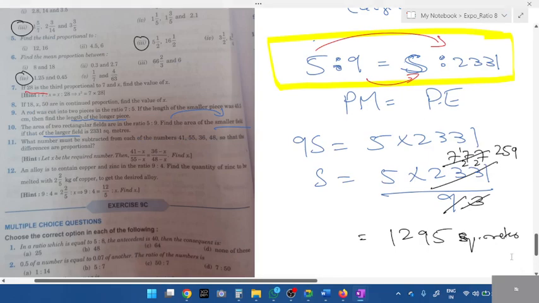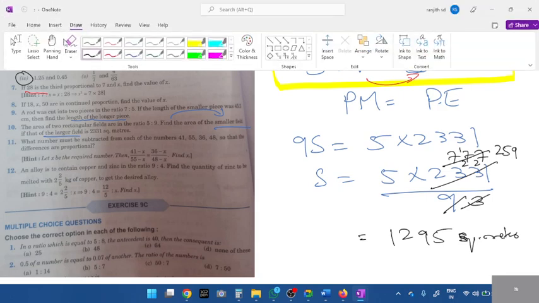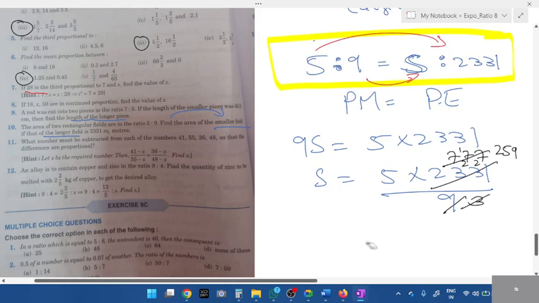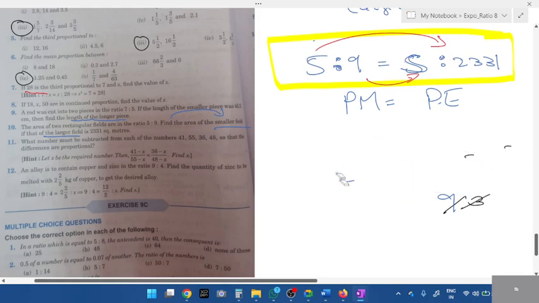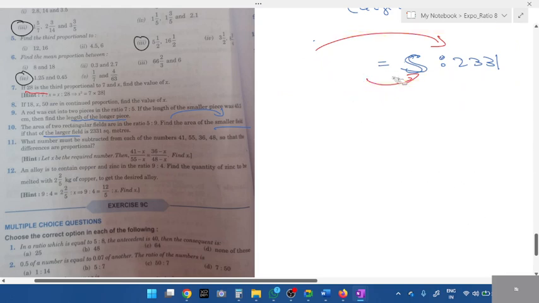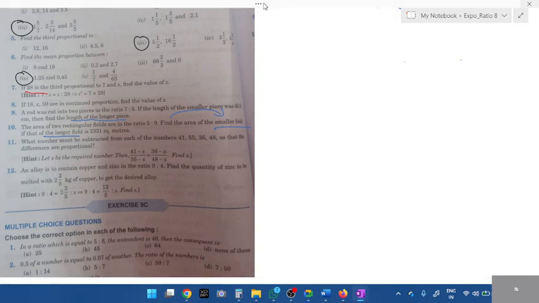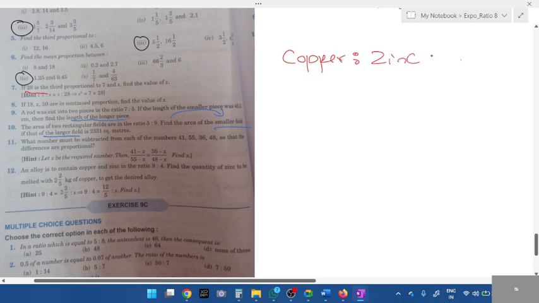Next. I told you to do the 12th one. Have all of you completed the 12th one? Yeah, tell me the 12th one, students. How do you solve it? An alloy is to contain copper and zinc. What are the two elements we have? Copper and zinc. They are in the ratio 9 is to 4. See, copper and zinc, 9 is to 4. Don't take the names, we don't require names. We need only numbers. So first copper is 9, zinc is 4.